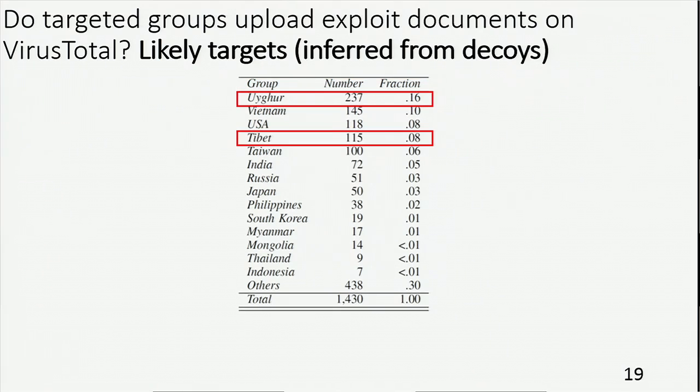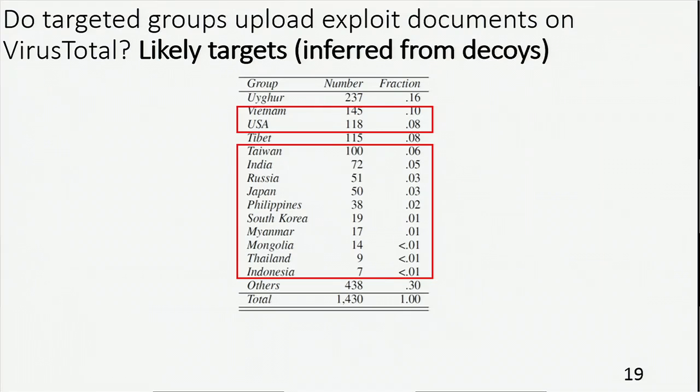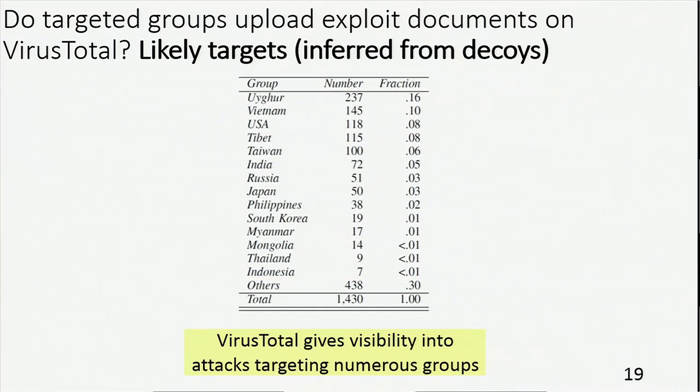You'll see, for example, the Uyghurs and the Tibetan population were uploading targeted exploits. In fact, you'll see both of these are over 100 documents, which already yields larger numbers than we're seeing in previous studies. But of course, it's not just the Uyghurs and the Tibetans. We see both large countries and small affected by very targeted attacks. So the takeaway is that VirusTotal, in fact, is giving us pretty nice visibility into attacks targeting a large number of groups.